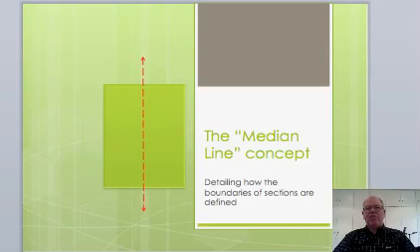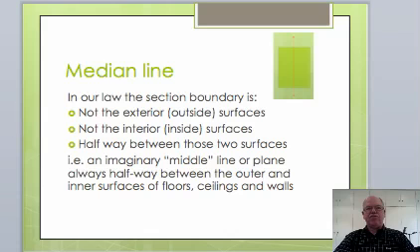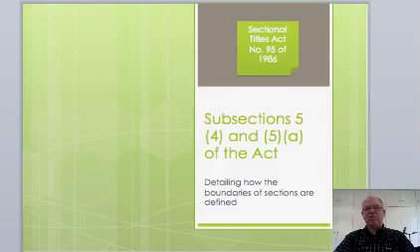areas. Now we start with the median line concept, which details how the boundaries of the sections are defined. In our law, the section boundary is not the exterior or outside surface. It's not the interior surface. It is halfway between those two surfaces. So it's an imaginary middle line or plane, always halfway between the outer and the inner surfaces of the floors, the ceilings and the walls, the exterior walls, floors and ceilings.